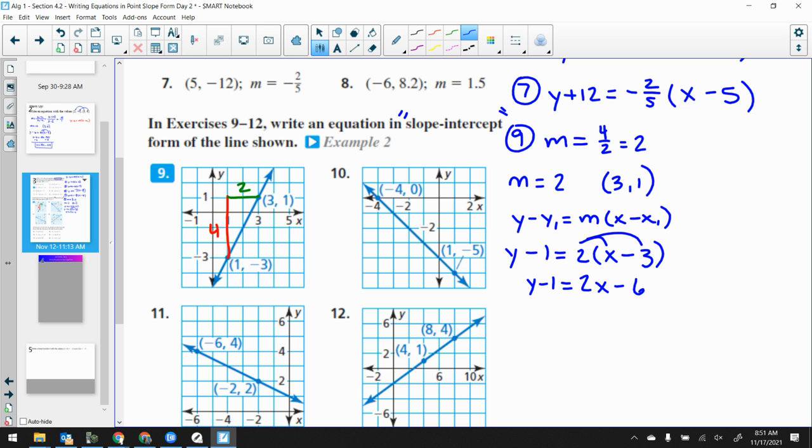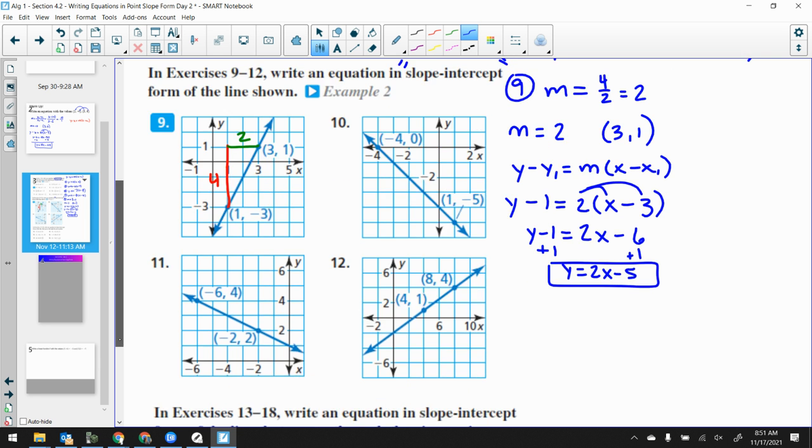And then what solves this for y? What gets y completely alone? Adding 1. Very good. And that's my last step. Y is equal to 2x minus 5. See, not so bad. What questions do we have on number 9 there? Okay, let's do 11.